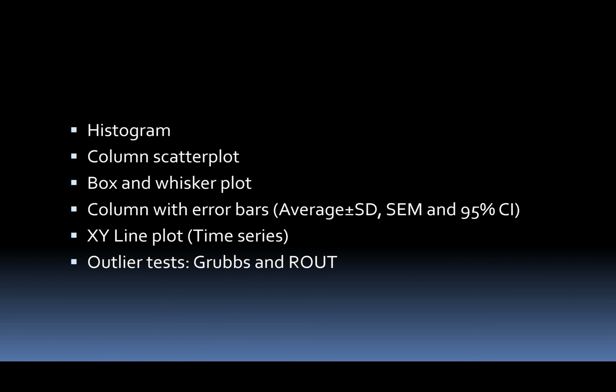In this video, we will see how to generate histogram, column scatter plot, box and whisker plot, column with error bars, average plus or minus standard deviation, standard error of the mean, and 95% CI, XY line plot that is time series, outlier test, Grubbs, and ROUT using GraphPad Prism software.